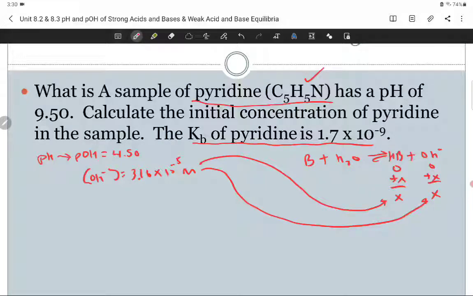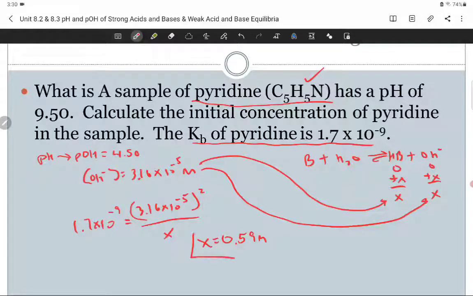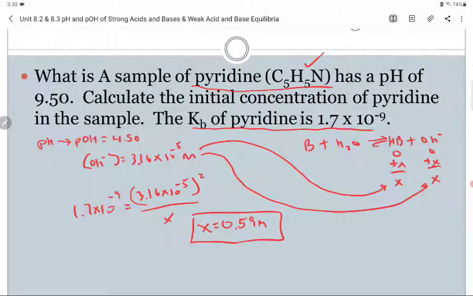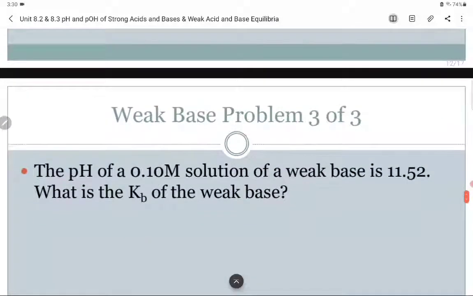So this time Kb is given, 1.7 times 10 to the negative 9th. We have our 3.16 times 10 to the negative 5th. Really it's squared because it's x times x. And then we don't know that on the bottom. There's our answer. So that's the initial concentration of that base. And we have one more. I think we have a couple more questions.